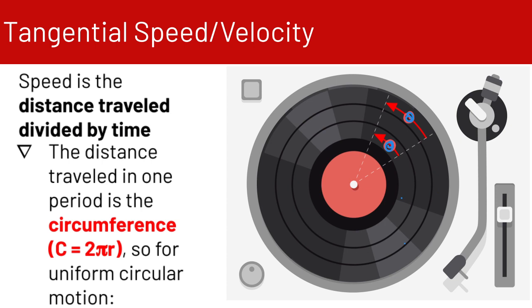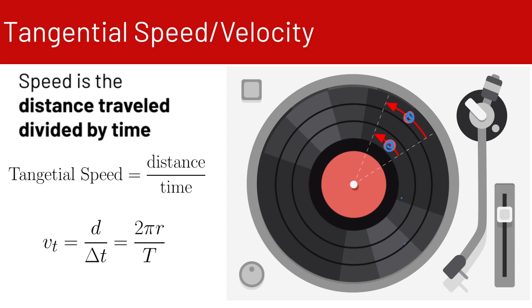So the distance traveled in one period is the circumference of the circle, which we define as 2 pi r. So for uniform circular motion, tangential speed is equal to distance divided by time. So v sub t for tangential speed is equal to distance divided by delta t. Our distance here is the circumference of the circle, so that's 2 pi r over T, capital T, which is the period. So the tangential speed to go around on the record is the circumference of the record divided by the period.